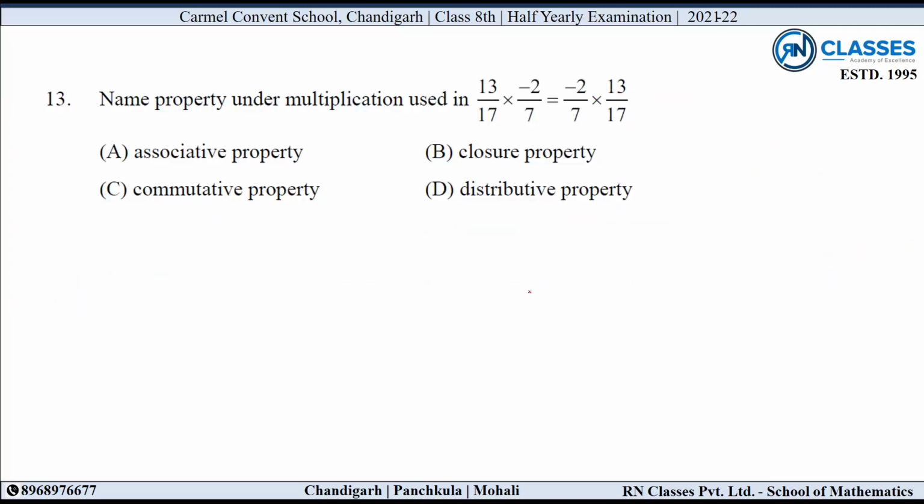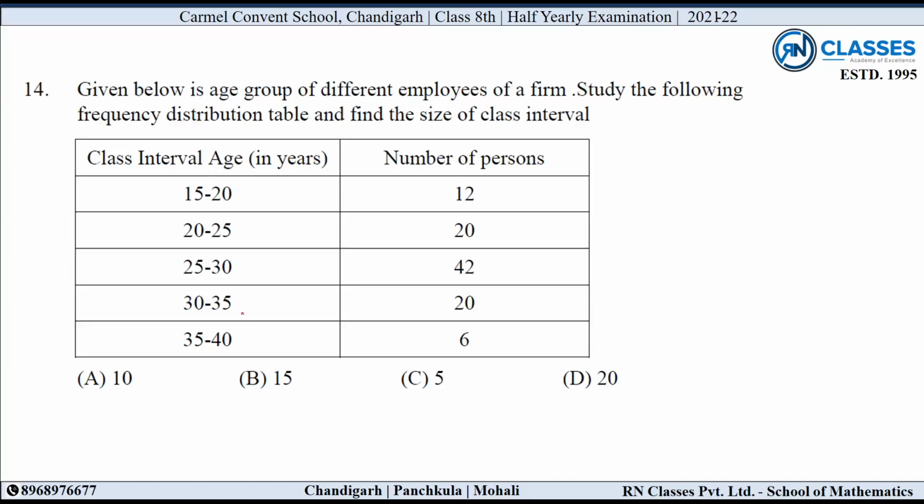Question number 13. Name the property under multiplication used in 13 by 17 into minus 2 by 7 equals minus 2 by 7 into 13 by 17. Let me write 13 by 17 as A and minus 2 by 7 as B. A into B is equal to B into A. What is this property? It is commutative. That's it, as simple.